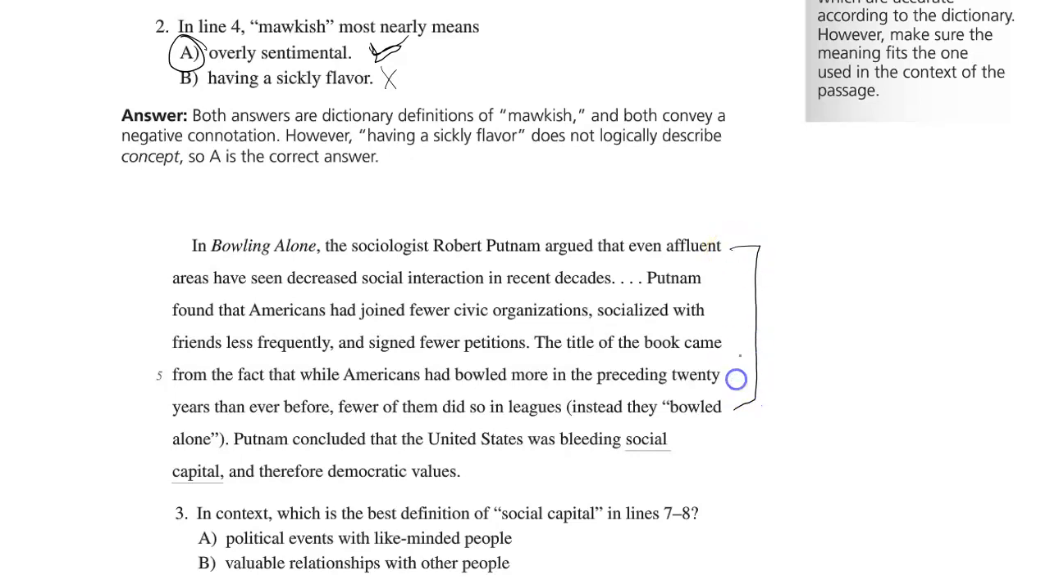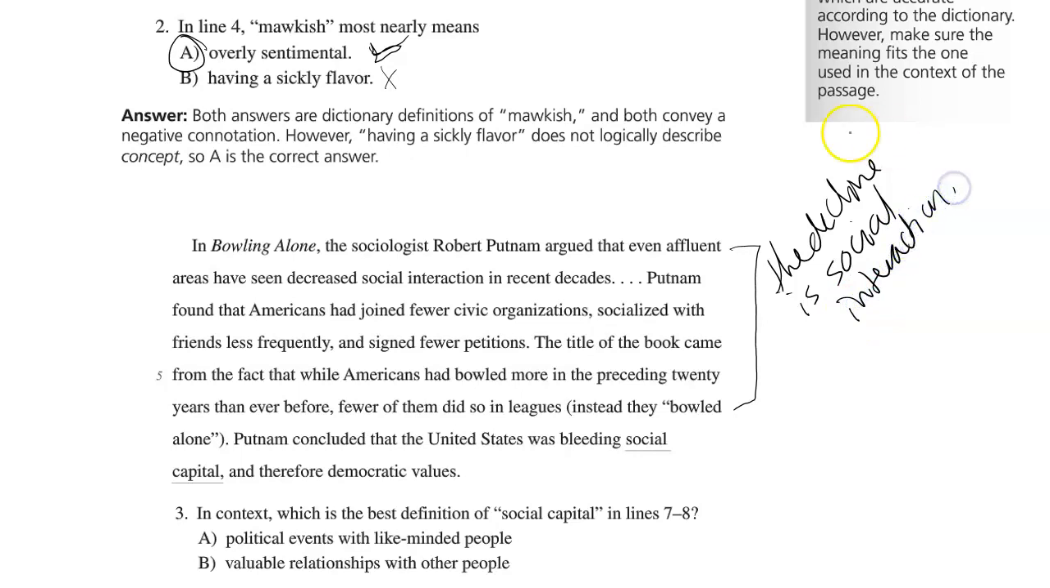So this whole piece is about the decline in social interaction. And he references the bowling, like more people were bowling in leagues in the past. Now more people than ever are bowling, but they're bowling by themselves. And he concludes that the United States was bleeding social capital. The word bleeding stands out to me because it's being used as a verb here, and it's pretty negative. The United States is bleeding social capital. So really what he's referring to is bleeding that social interaction.